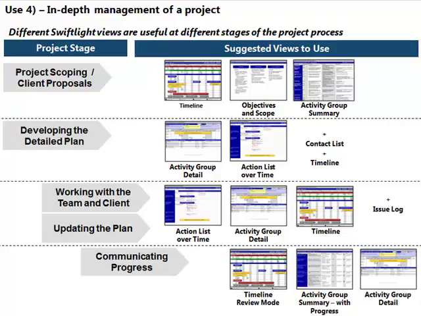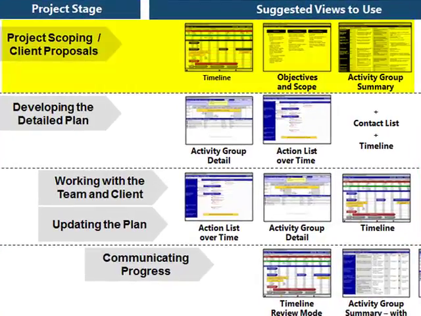Now, one of the neat things about Swiftlight that you'll find is how the different views help you at different points in the project process. So at the scoping stage, it's very often the timeline in particular, and sometimes the objectives and scope and the activity group summary view that you'll find helpful.